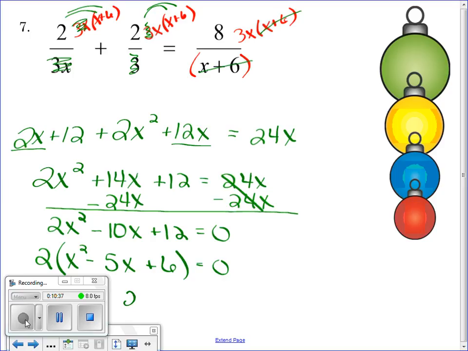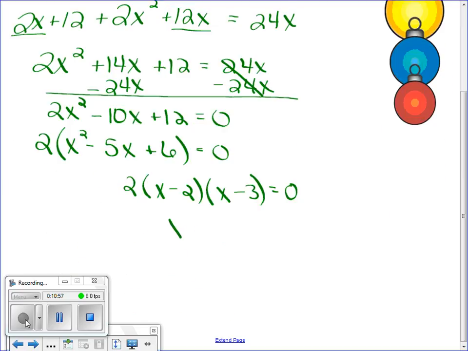Good. It's that dreaded 6-5 combo. What are your signs? Both minus. Good. So it would be 2 and 3. So then x equals just 2 and 3. There's no 0 because there's no x out here. So this doesn't give me an answer. So x equals 2 and 3.